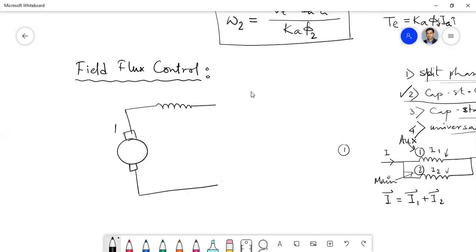Suppose this is a DC series motor, and these are the field terminals. Okay. Field terminals, armature terminals is the DC series motor. Now you want to control the field flux. How can we implement the controlling of field flux? Any idea?